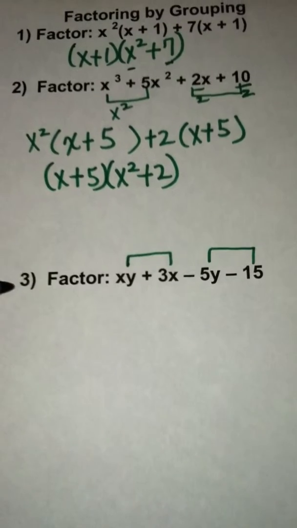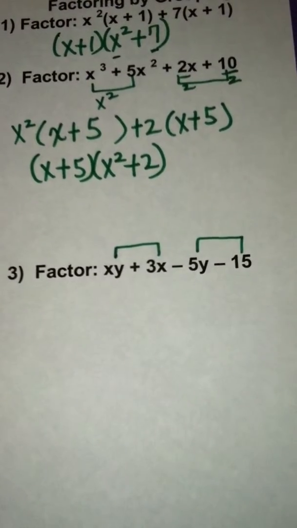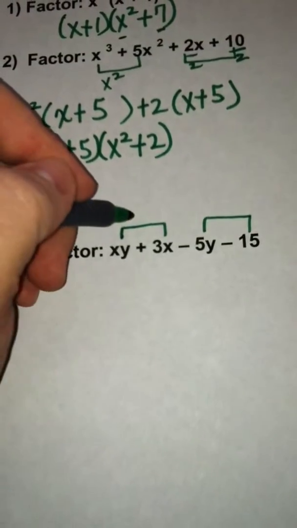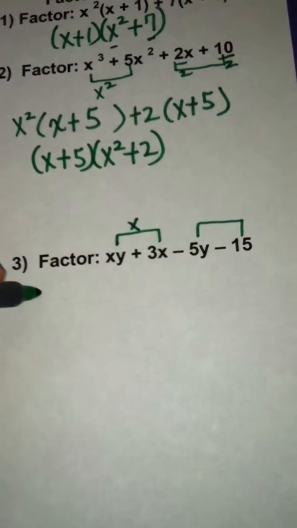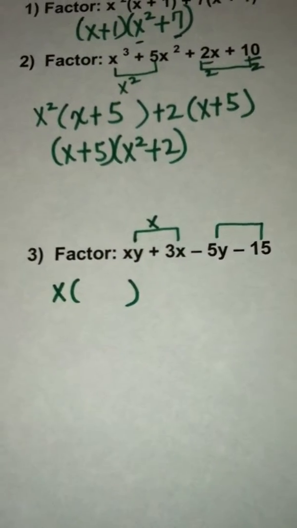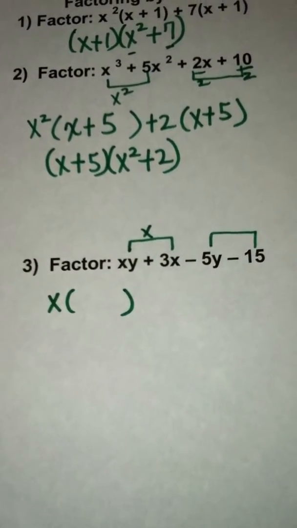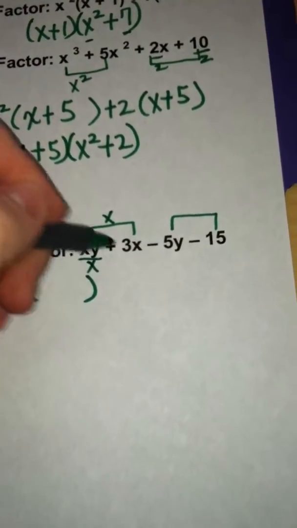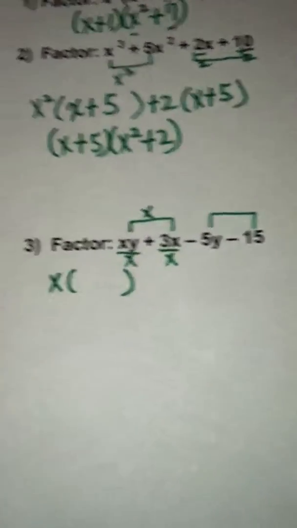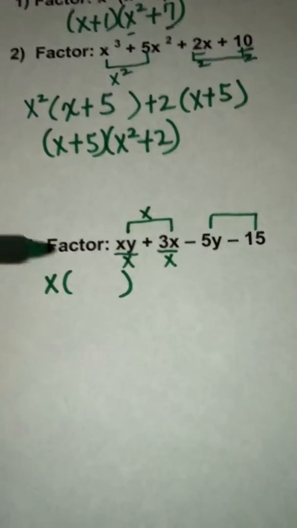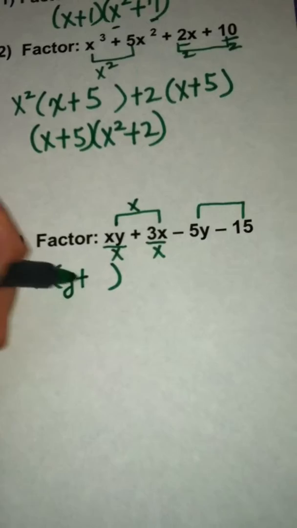What do the first 2 terms have in common? Right, they both have an x in common. Take out an x. And to find out what remains in parentheses, divide each of your terms by your GCF. So we have left over y plus 3.